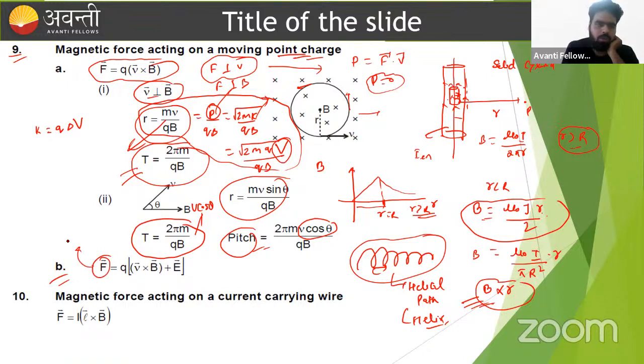Next, if both electric field and magnetic field are present, then this force is known as the Lorentz force, beta. We have to keep in mind that it is the summation of the two forces.